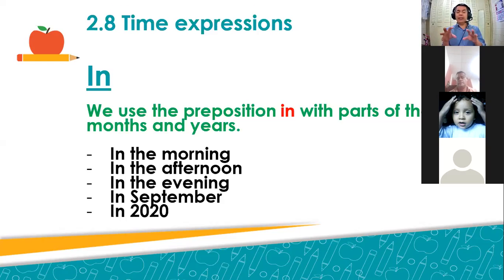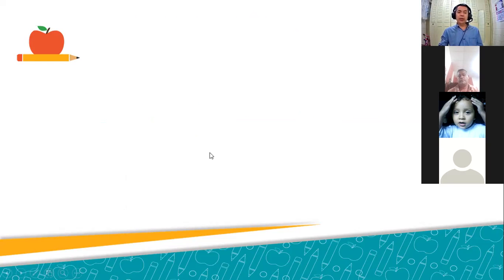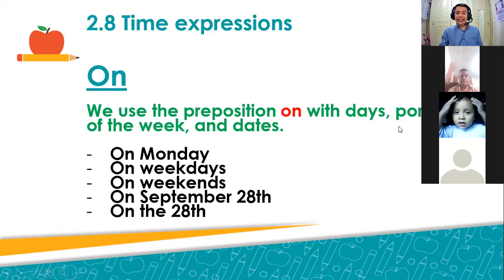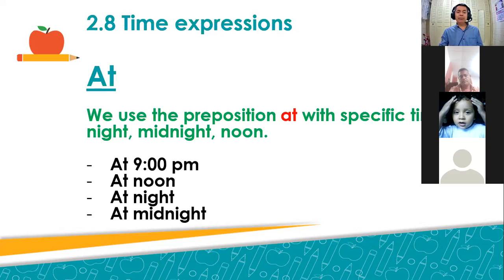So in, on, and at are used in time and in place. But today we're studying only the time, sorry, only the time. Okay? Okay, thanks. Good. Now, any other question? No question. So in: parts of the day, months and years. On: days, portions of the week, and dates. And at, the preposition at, with specific time, night, midnight, and noon, right?